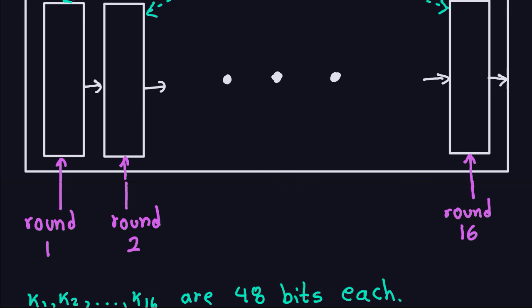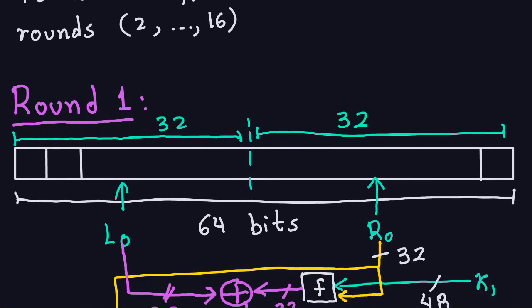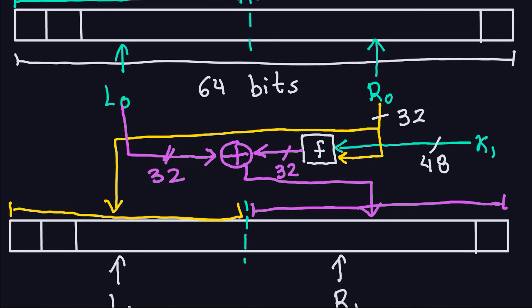So that's basically what happens in every round. In every round, what happens is almost exactly the same as what happens here. The only difference is that the key is going to be different, right? And of course the R0 and the L0 are going to be different, because in every round, the 64 bits are changing every time.